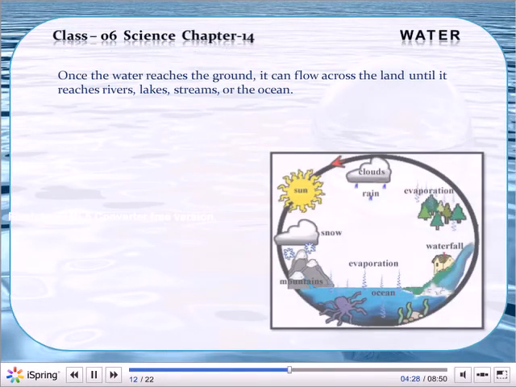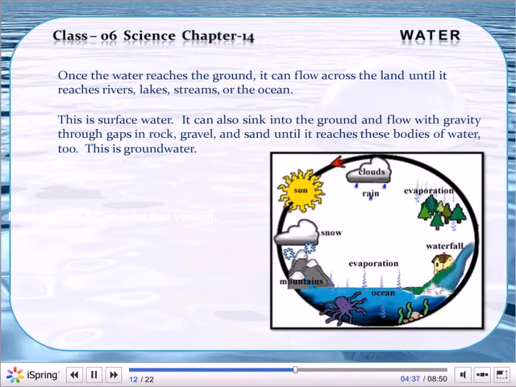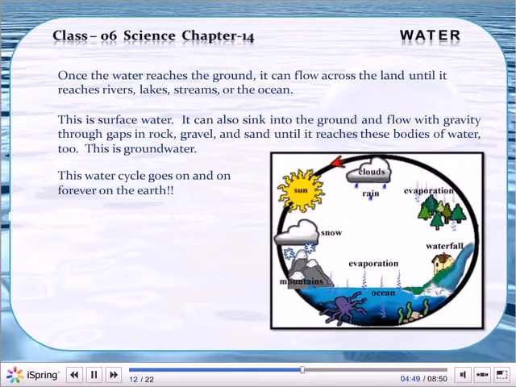Once the water reaches the ground, it can flow across the land until it reaches rivers, lakes, streams, or the ocean. This is surface water. It can also sink into the ground and flow with gravity through gaps in rock, gravel, and sand until it reaches these bodies of water too. This is groundwater. This water cycle goes on and on forever on the earth.